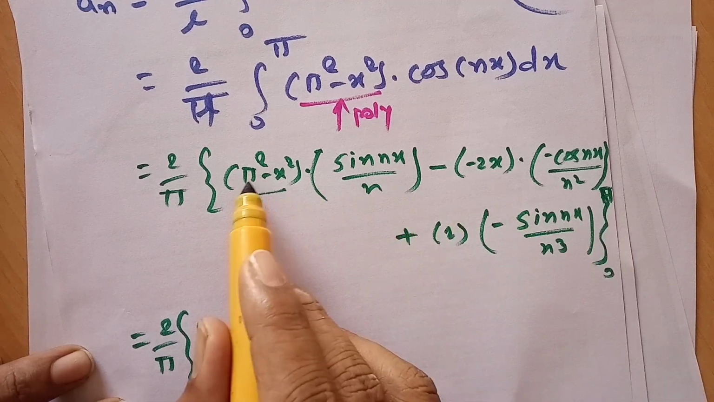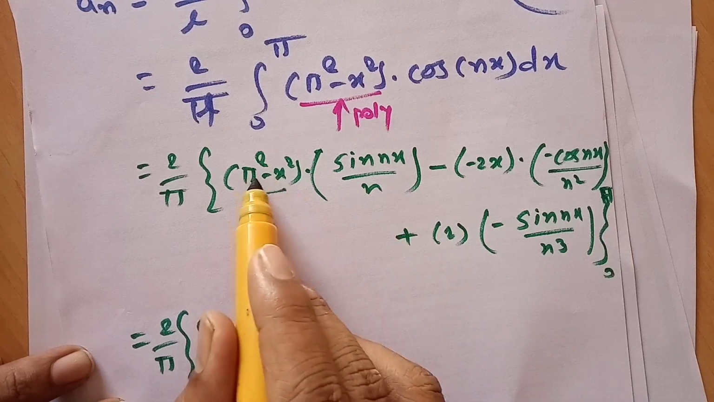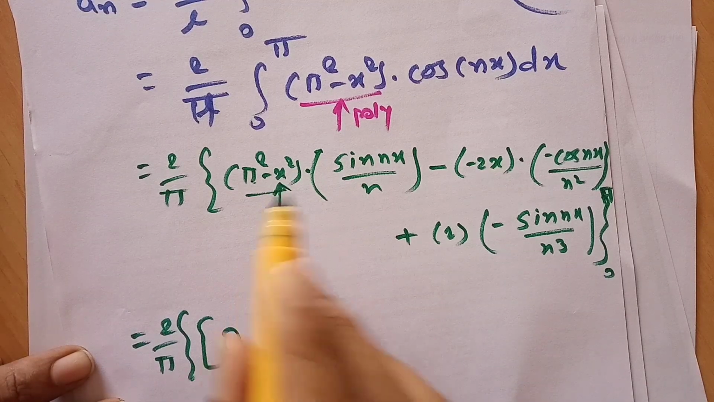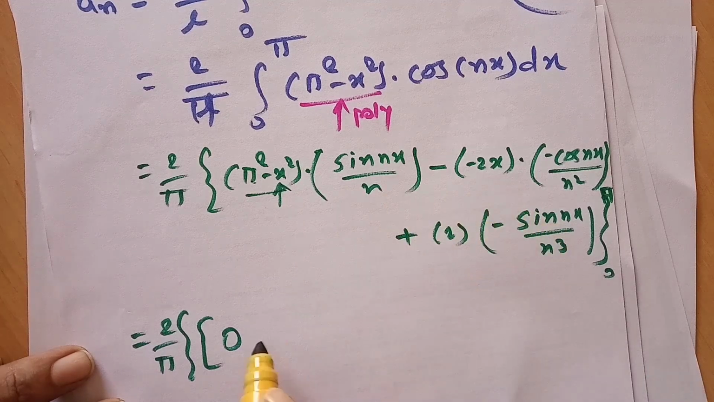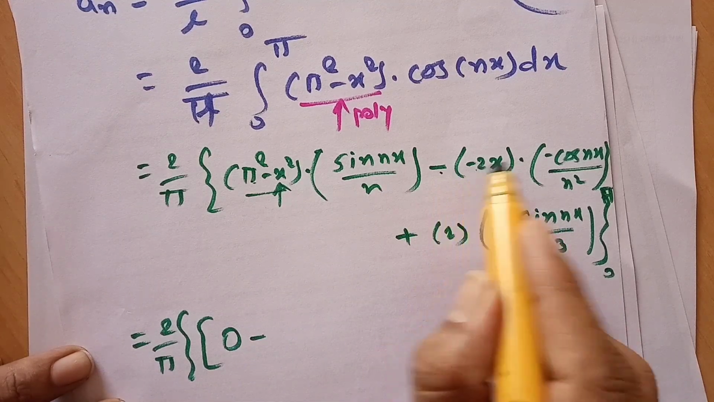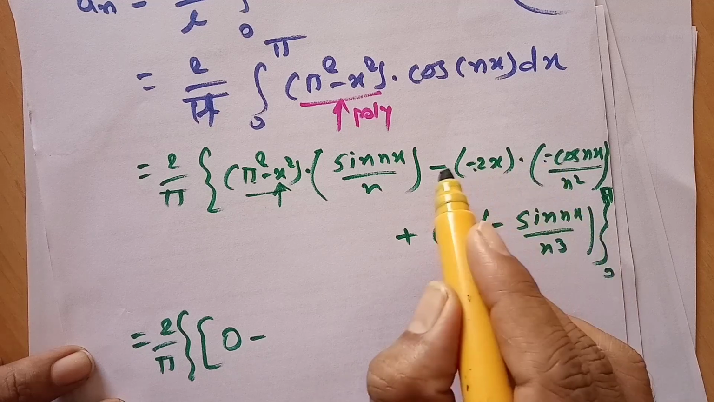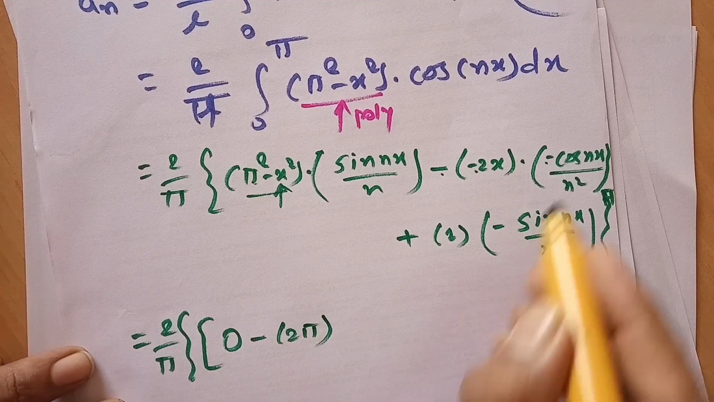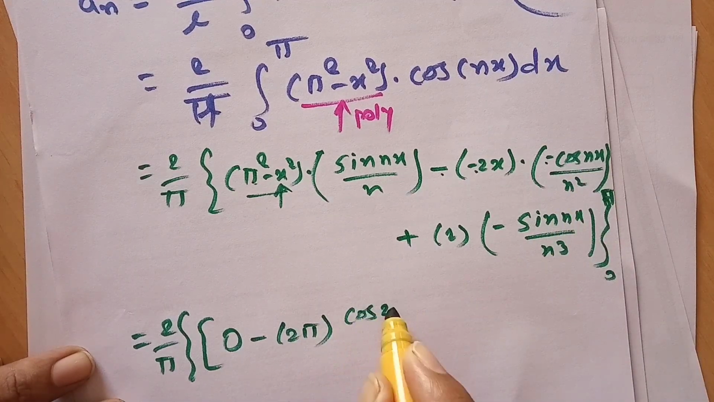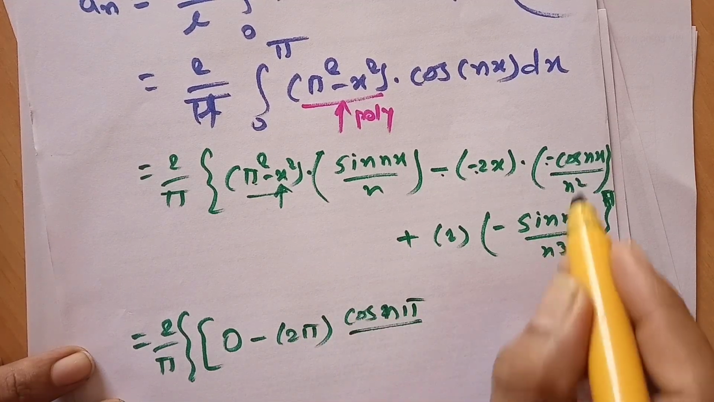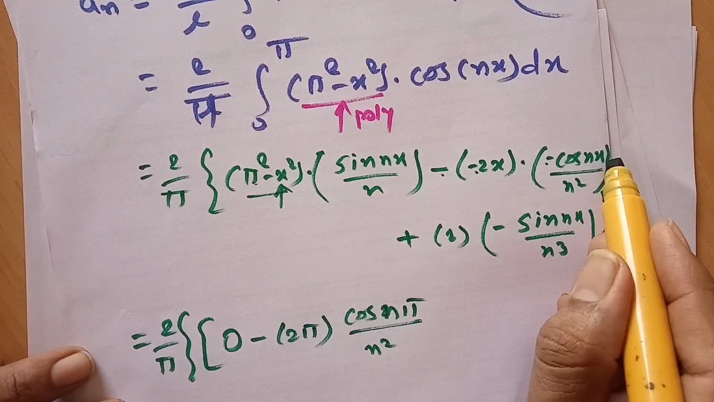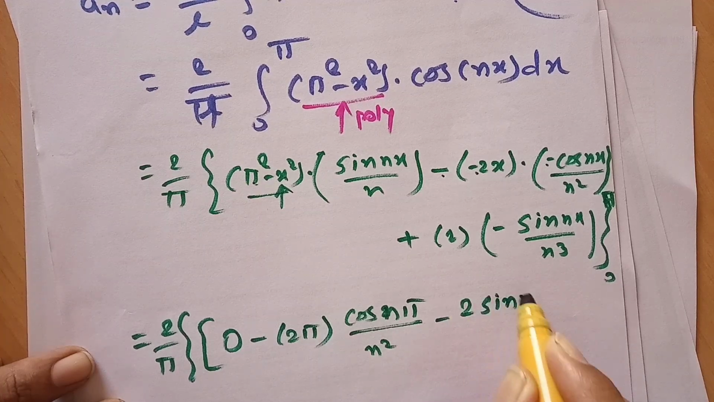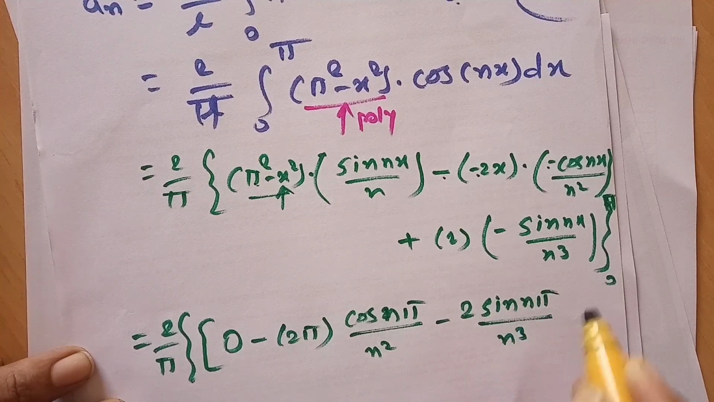Now if I am putting pi here, this is pi square; now x is equal to pi, pi square minus pi square get cancelled and this becomes 0. Here I am putting pi, this becomes 0. Now this is minus, this is minus, this is minus, total minus minus plus and this minus minus. Now here I am putting pi, this is 2 pi cos of n pi divided by n square. I am putting x is equal to pi, minus 2 into sine of n pi divided by n cube.